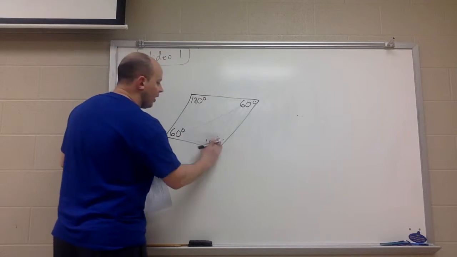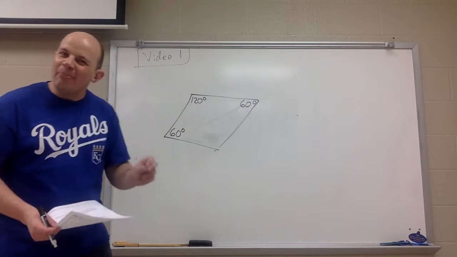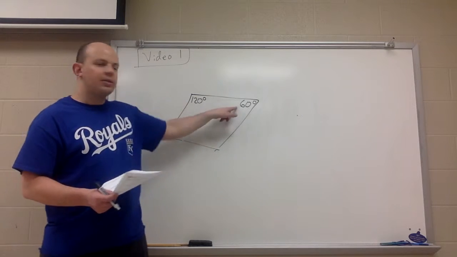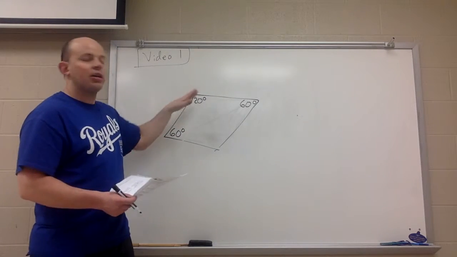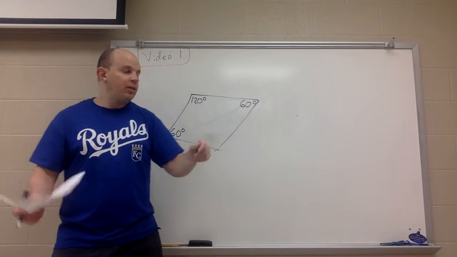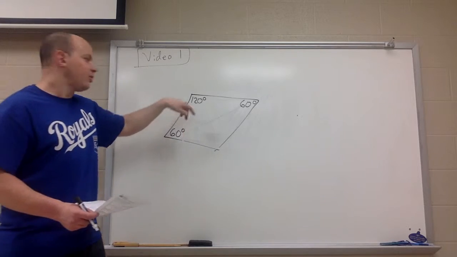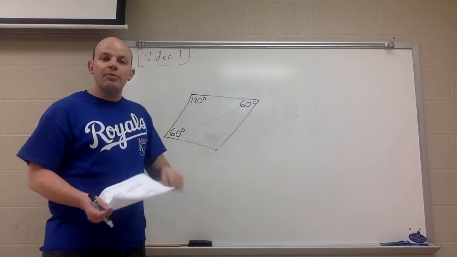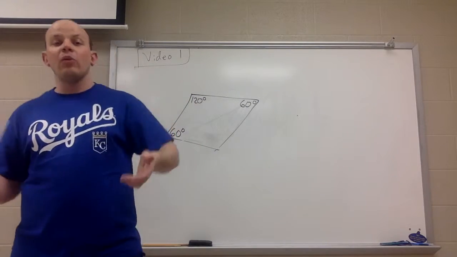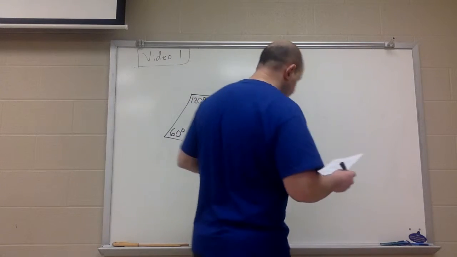We could figure it out, but we have a theorem that says if one angle is supplementary with its 2 consecutive angles, so 120 and 60 is 180, which is supplementary, and 120 and 60 is 180, which is supplementary. So this single angle is supplementary with both consecutive angles on either side of it, therefore it is a parallelogram. Those are the conditions, all right?